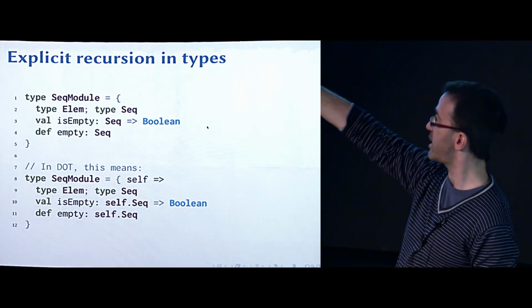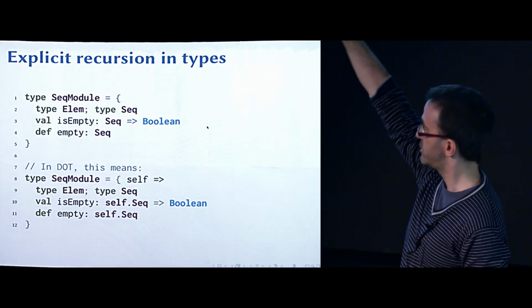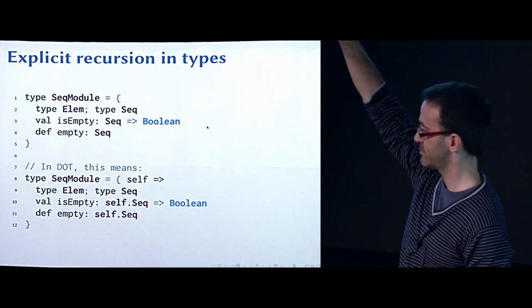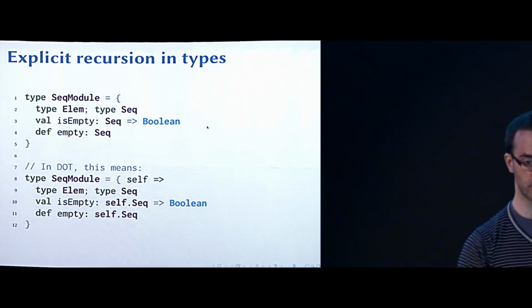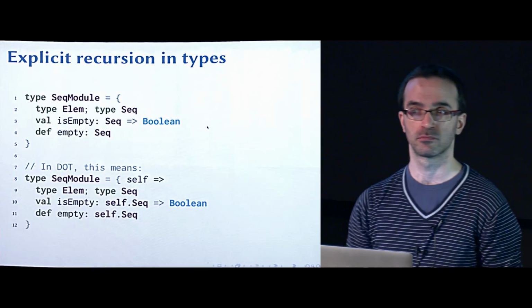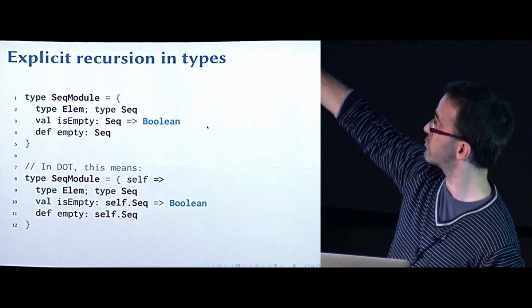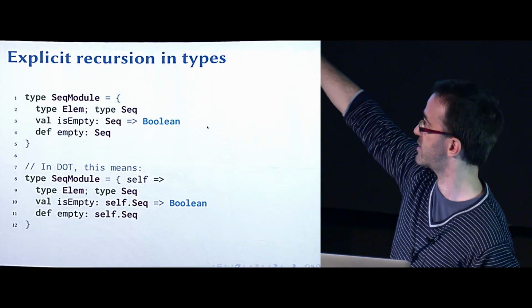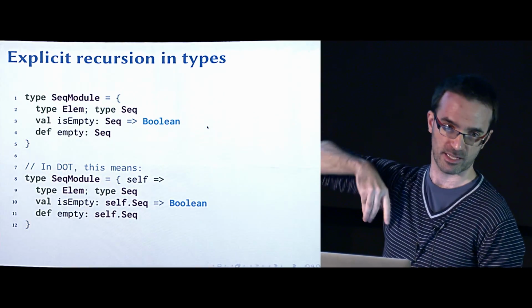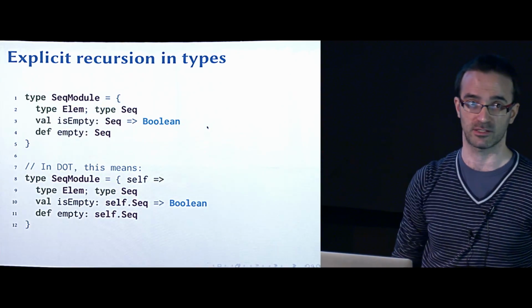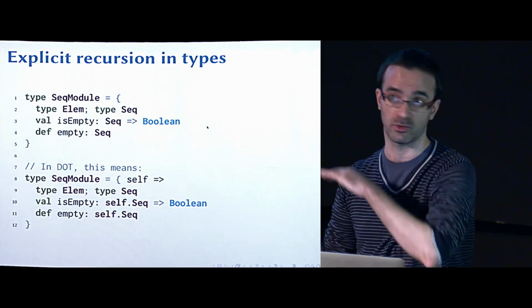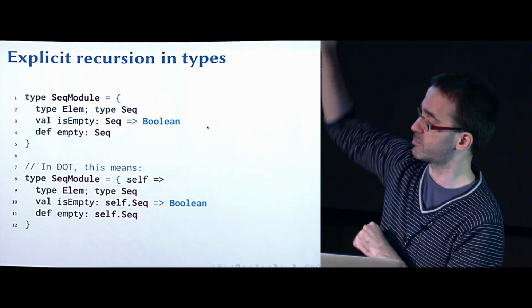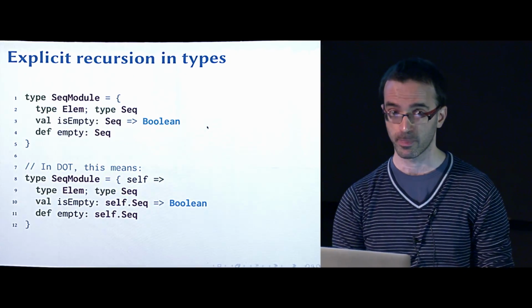So the type of isEmpty is a function from the sec member, the same object, to a Boolean. This is not quite syntax that you can write in Scala in all cases. You can write it sometimes inside traits, but not others. But this is still the internal syntax, which is used in Dot and which is used to explain the upper type.